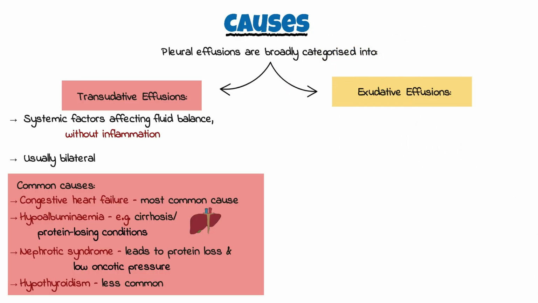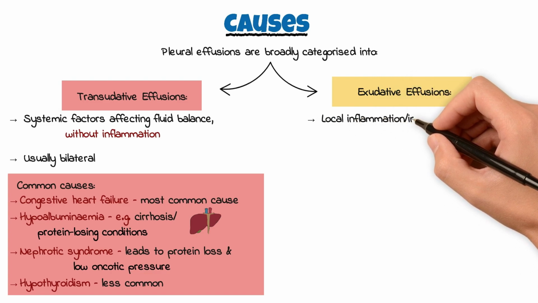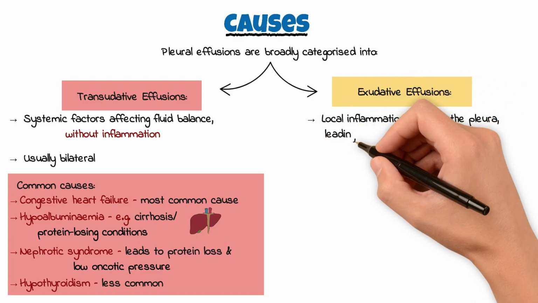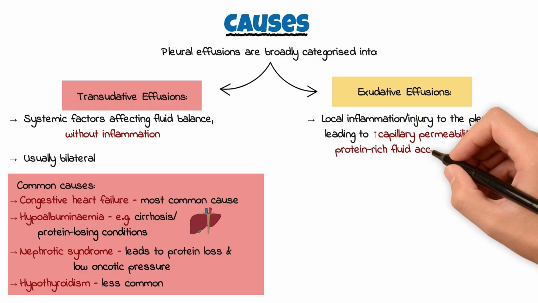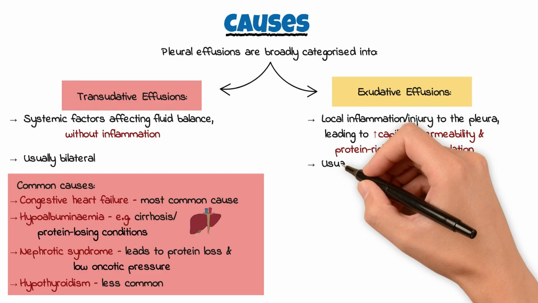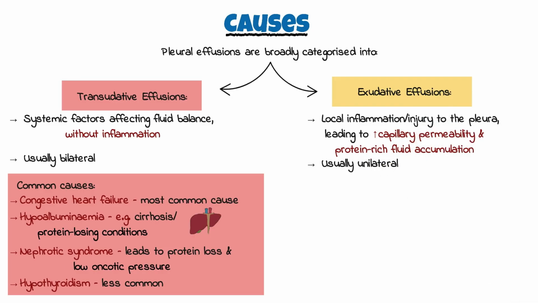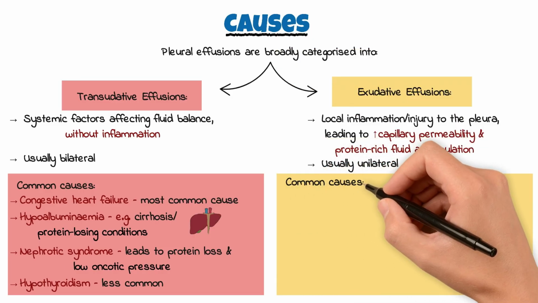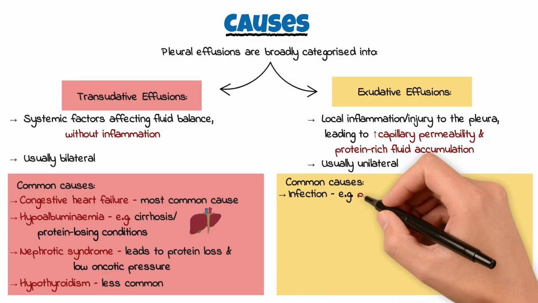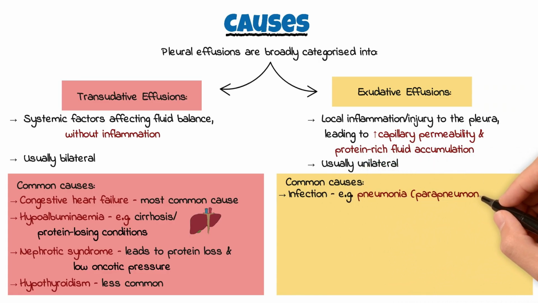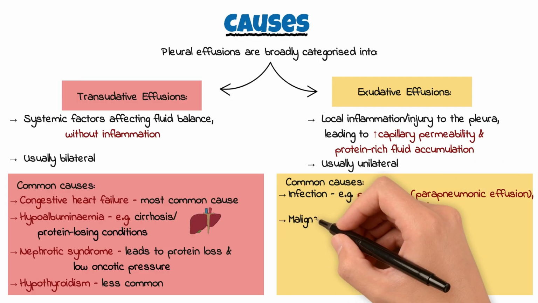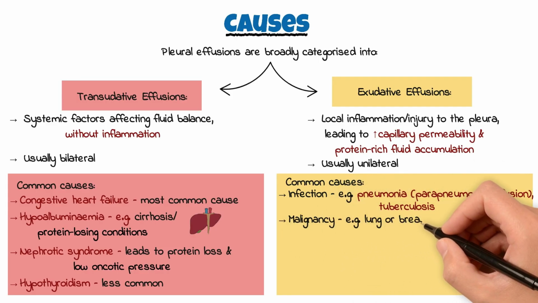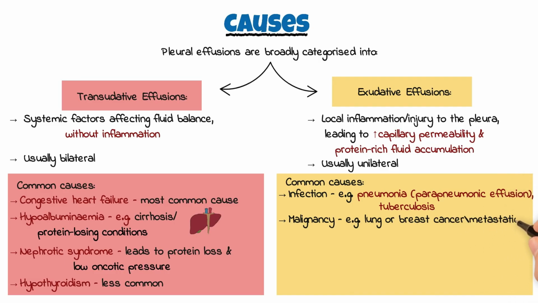Exudative effusions. These occur due to local inflammation or injury to the pleura, leading to increased capillary permeability and protein-rich fluid accumulation. These are usually unilateral. Common causes: infection, for example pneumonia, parapneumonic effusion, and tuberculosis. Malignancy, for example lung or breast cancer, or metastatic spread to the pleura.